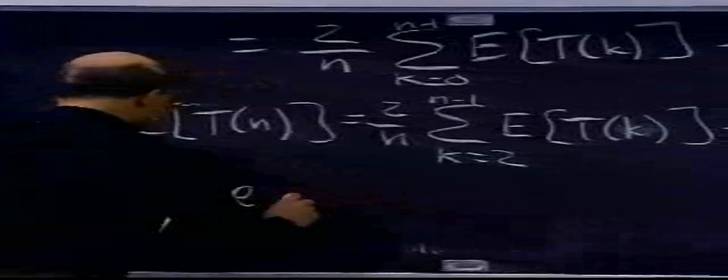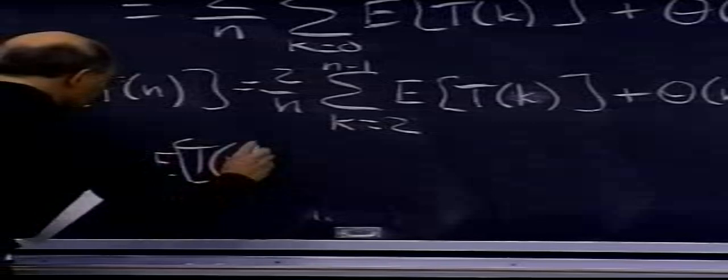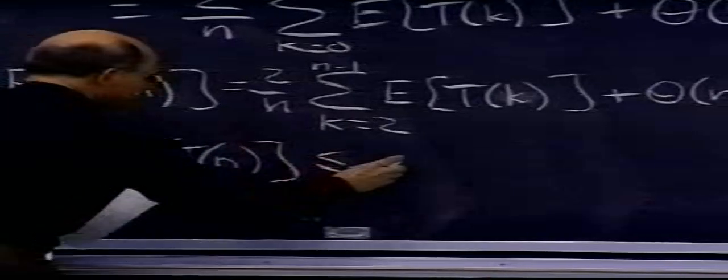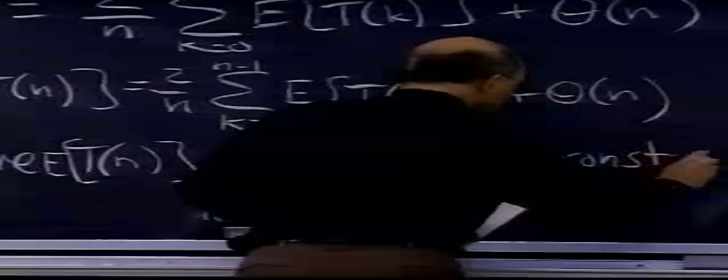So what we're going to prove is that the expectation of T of n is less than or equal to a n log n for some constant a greater than 0. And the reason I can't do this for n equals 0 or 1 is because then this thing is 0.